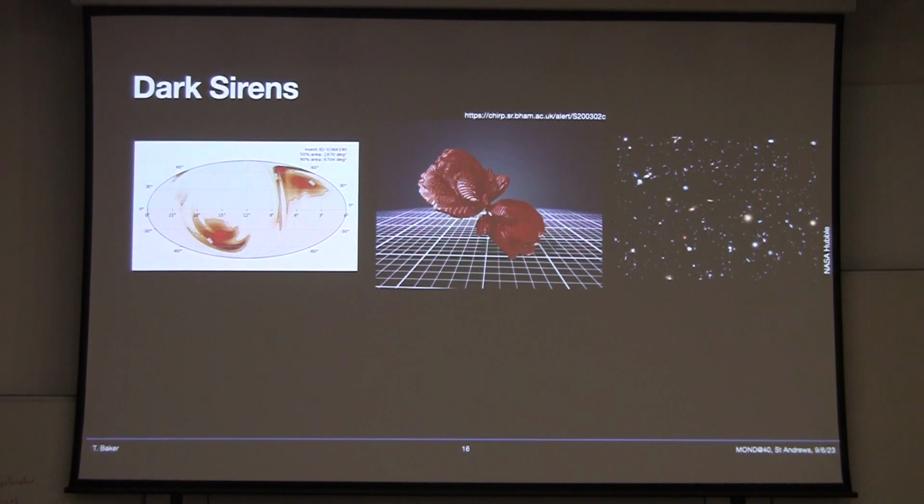The basic concept of this dark siren method is that it will marginalize your constraints, whether that's on the Hubble parameter or your modified gravity parameter, over all the possible host galaxies within that localization volume. Now what that means is that you're going to get a very weak constraint, right?